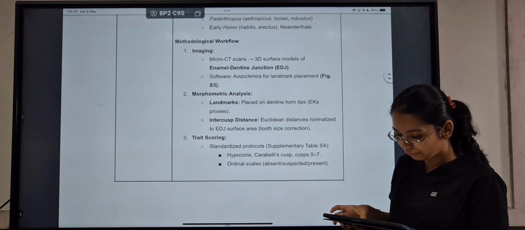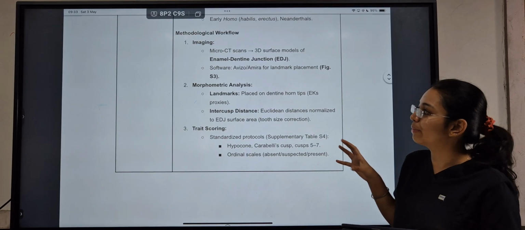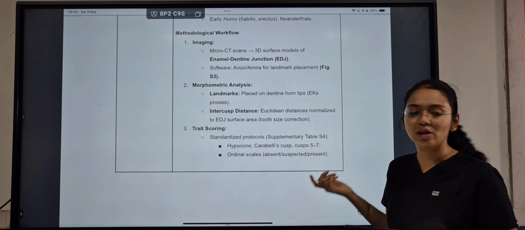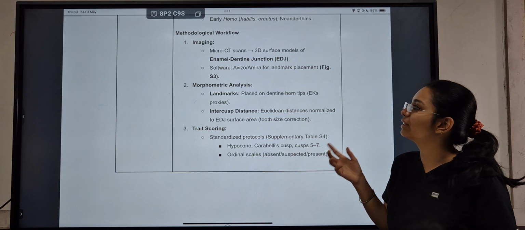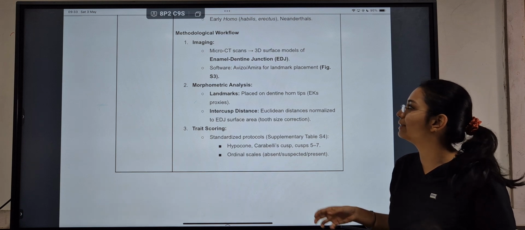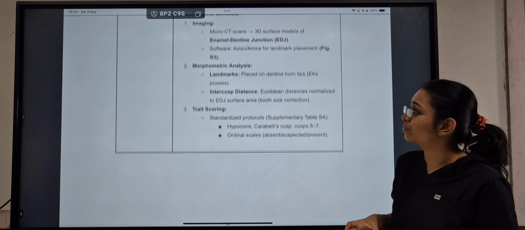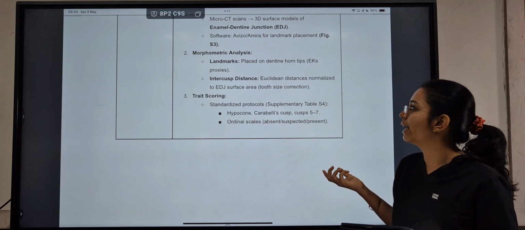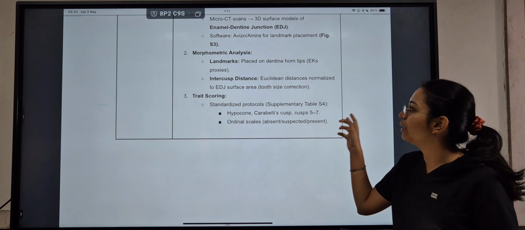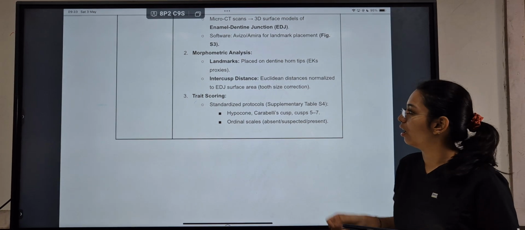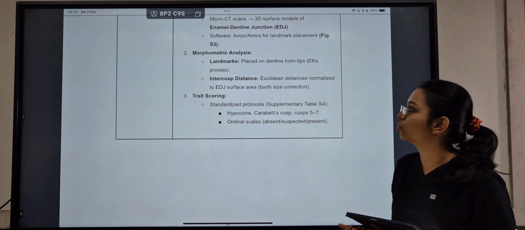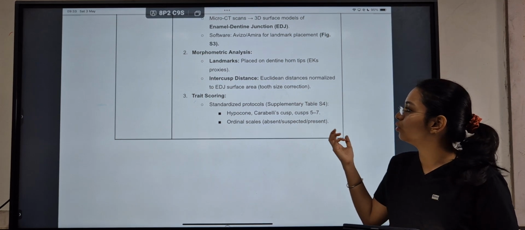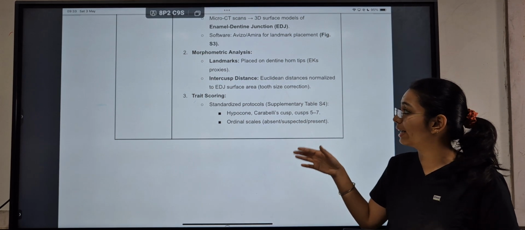The methodological workflow: first, imaging was done using micro-CT. So the 3D surface models, the EDJ, were studied. For software, they used Avizo or Amira for placing the landmarks. And morphometric analysis was done. Morphometric analysis was based on the dentin horn tips, that is, the enamel knot proxies were determined, and the intercusp distance was also analyzed using the Euclidean distance, which was normalized to the EDJ surface area.